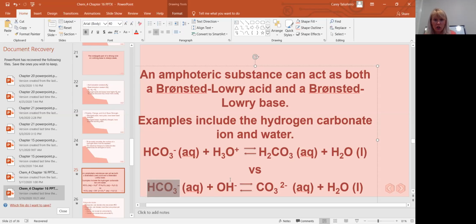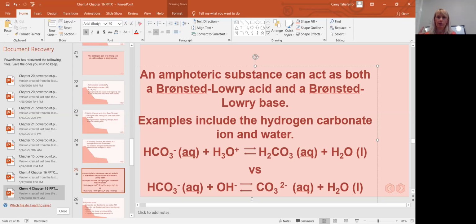HCO3 minus donates a proton to OH minus to create a carbonate ion and water. So in this case, HCO3 minus was a proton donor, so it's acting as an acid when it reacts with OH minus. So an amphoteric substance, it just depends on what it's reacting with, and it can go either way depending on what the other reactant is and how it would choose to interact with that other reactant.